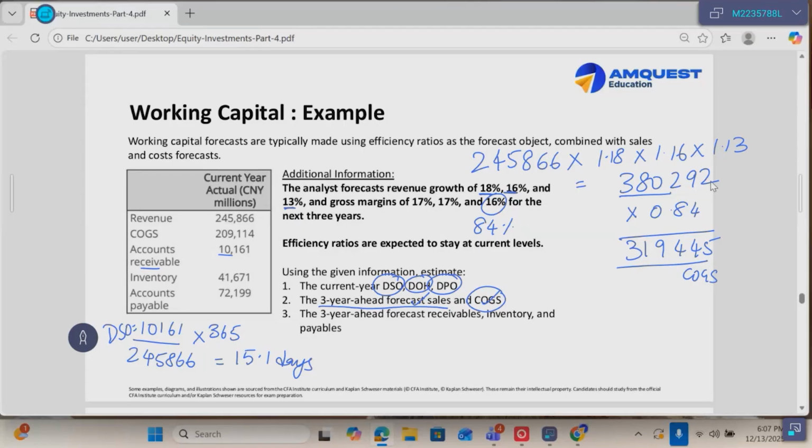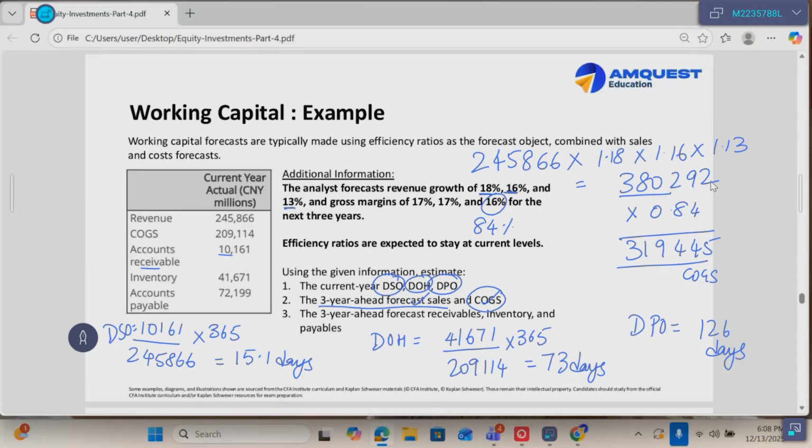Then we have DIH or DOH. This is going to be inventory divided by COGS, 209,114, multiplied by 365. The answer for this is 72.7 or roughly 73 days. So that means when I buy inventory, I hold it for 73 days, then I'm able to sell it. Then we have days payable outstanding. You have got the formula, payables divided by COGS. The answer for DPO is coming as 126 days. That means I have to pay money to my suppliers every 126 days.